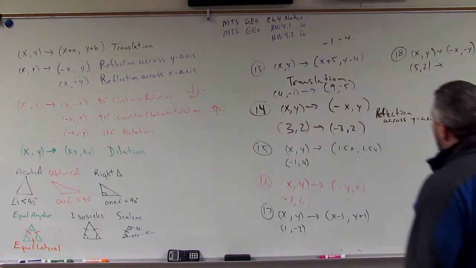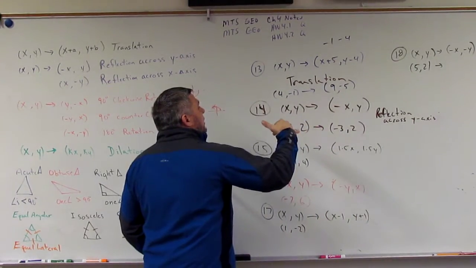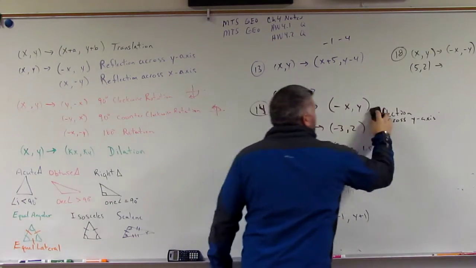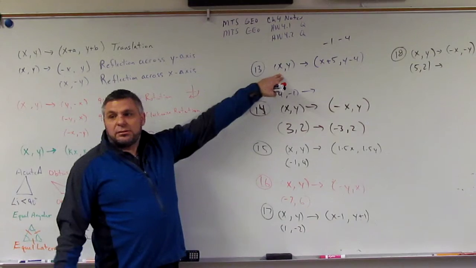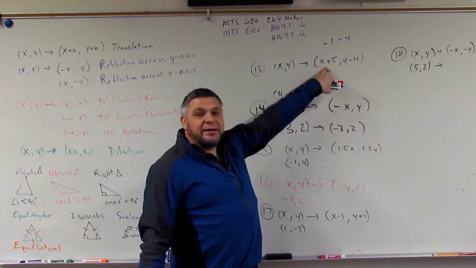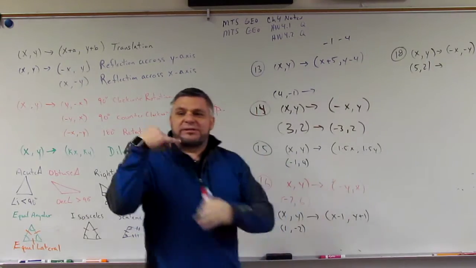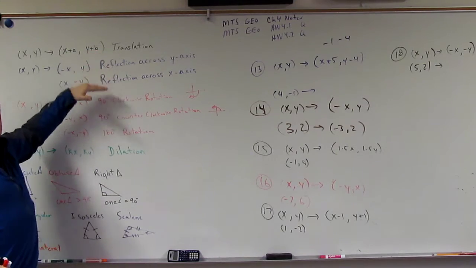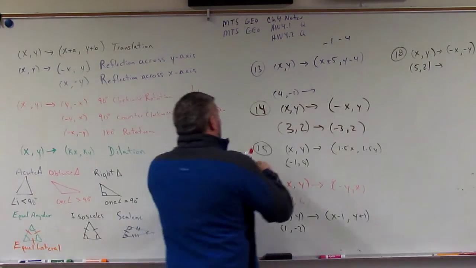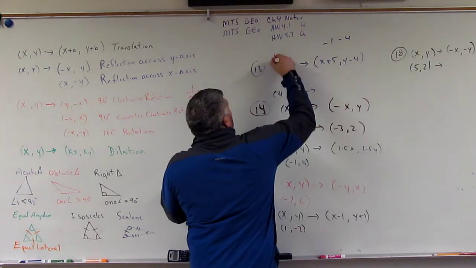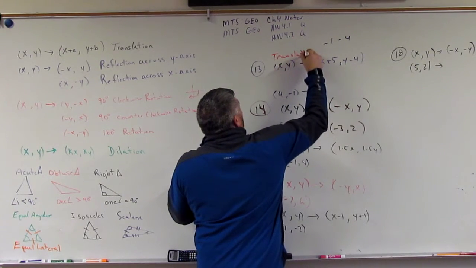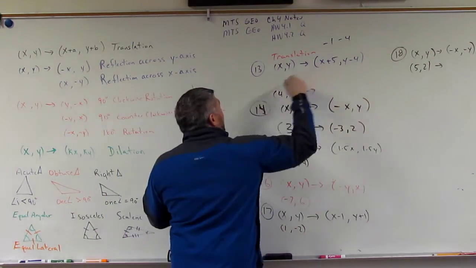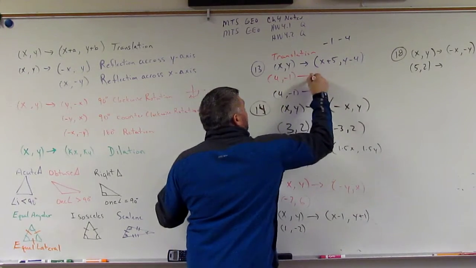Number 13. Let's talk about this one more time. We are going to add and subtract. What is that called when we add and subtract? Translation. Okay? So we're going to translate. And then if it was 4 and negative 1, then what is it translating to?